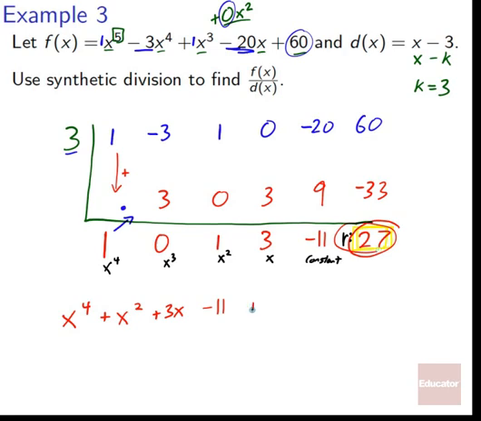So a remainder of 27, but the remainder has to be divided, because that's the one part where it didn't divide out evenly. So 27 over x minus 3, because that's what we originally divided by. So this is f of x over d of x. Great. And that is our answer, that thing in parentheses right there.